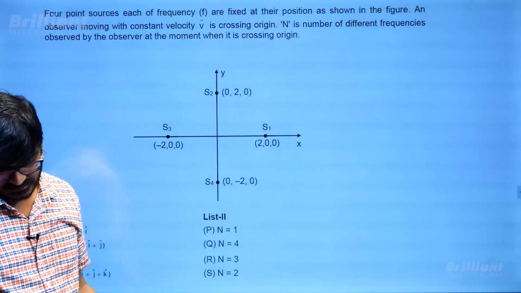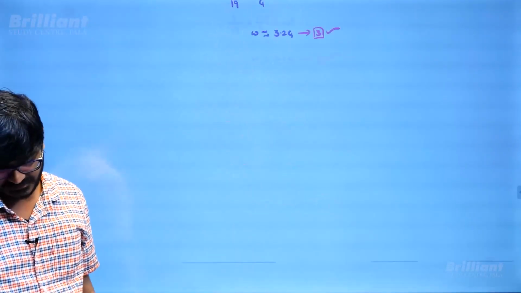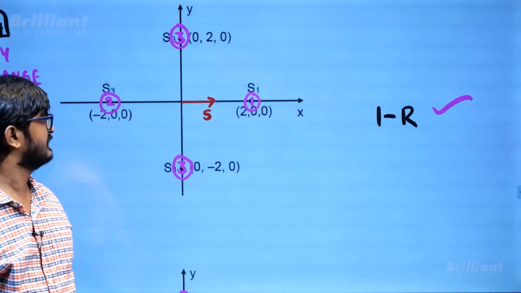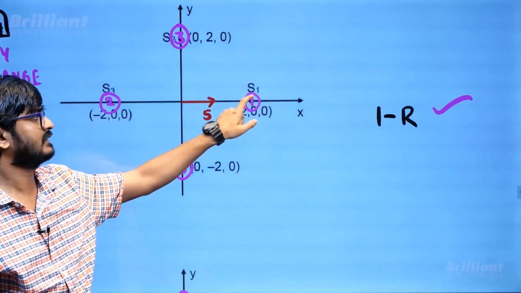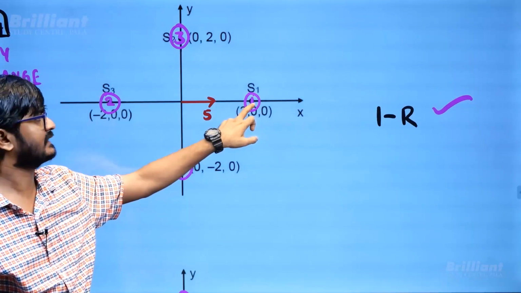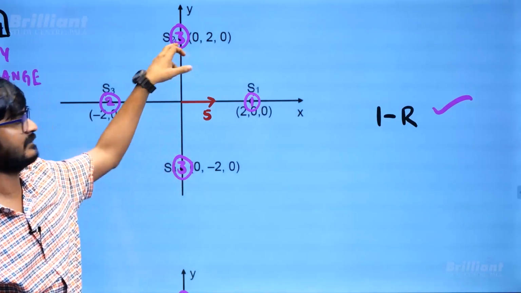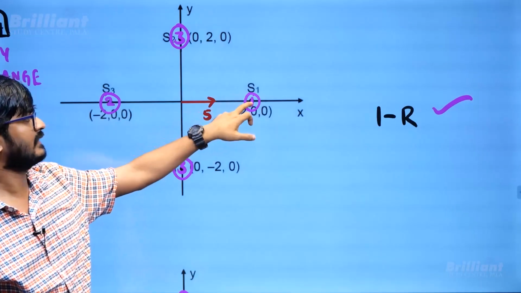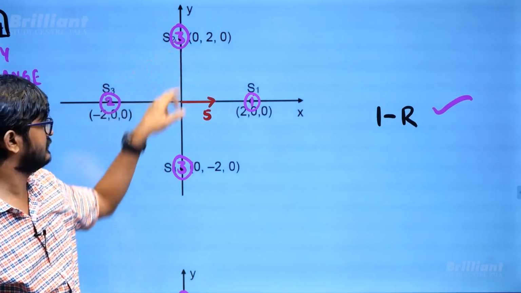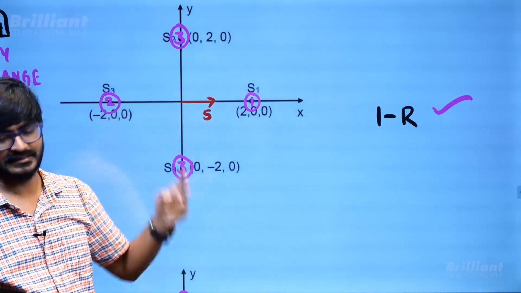Four point sources are there with given conditions, so you need to see how many frequencies will be heard, right? In the first case it is moving in this direction, so this one will be hearing more frequency than the actual. These two will be hearing the same frequency, that is the actual frequency. This one will be hearing less frequency, so 1, 2, and these two will be hearing the same, so 3. So in this case it will be hearing 3 different frequencies.